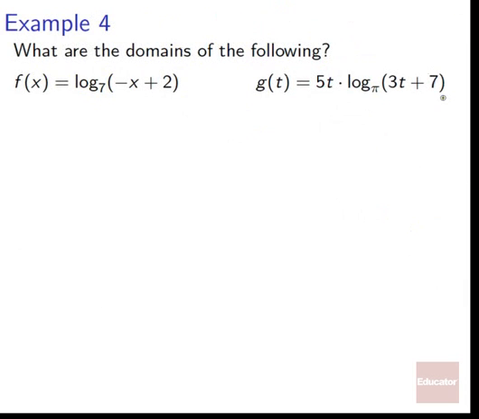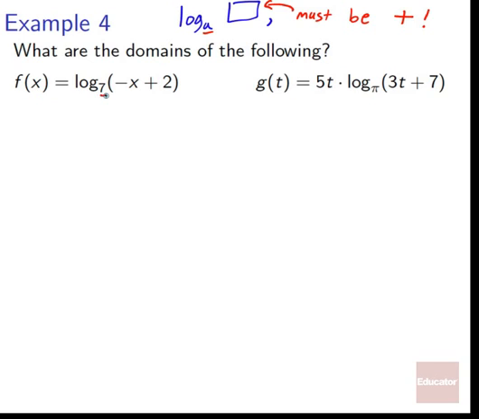Cool. Finally, what are the domains of these functions? F of x equals log base 7, negative x plus 2. Remember, the idea we had was log base a of stuff, then this stuff here must always be positive. Otherwise, it just doesn't work, right? If we try to take the log of 0, doesn't work. If we try to take the log of a negative number, doesn't work. So you always have to take the log of positive numbers, whatever the base is. For any base, this is going to be the case.